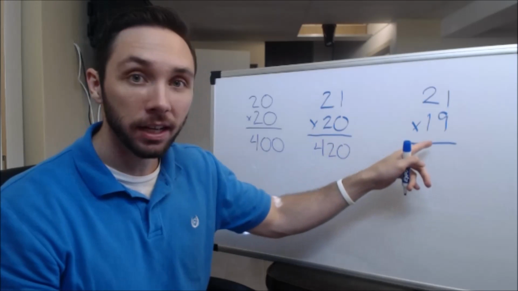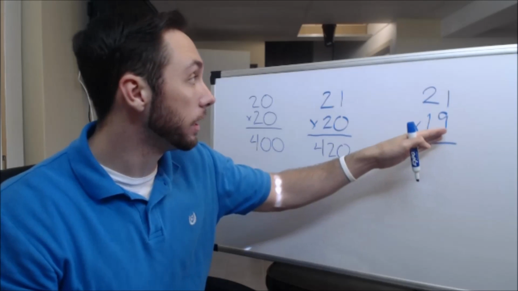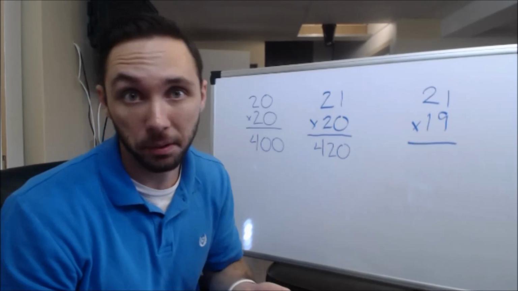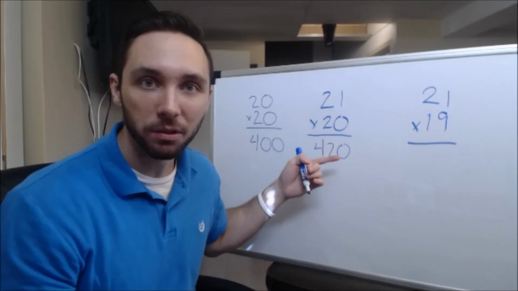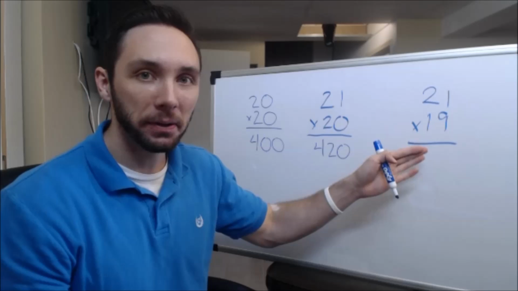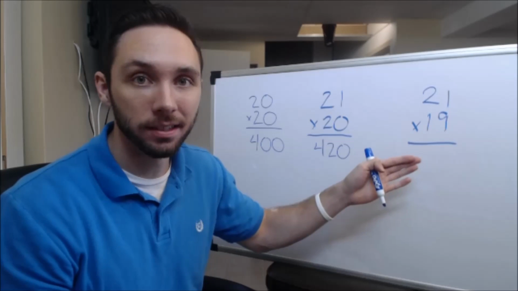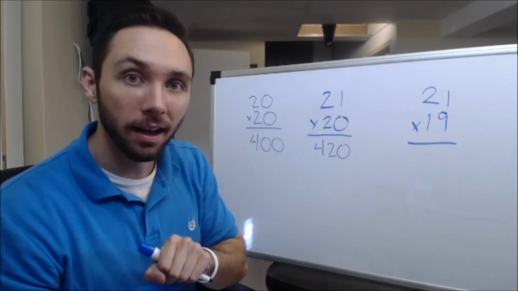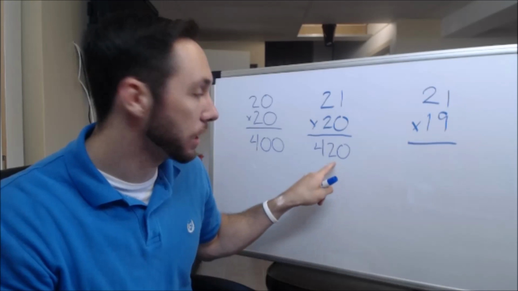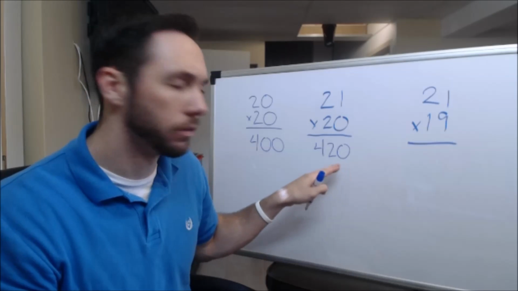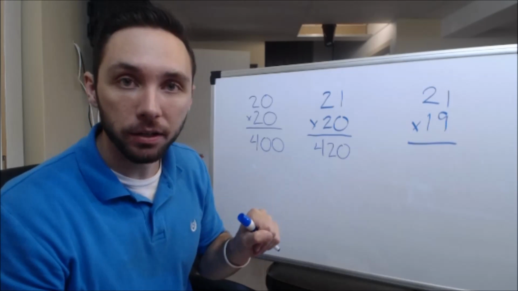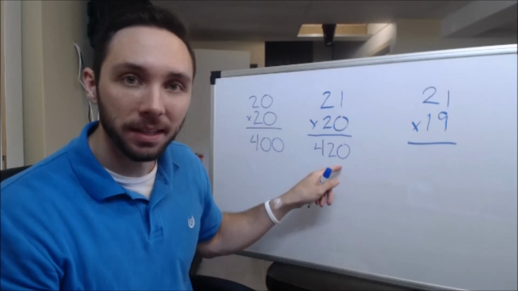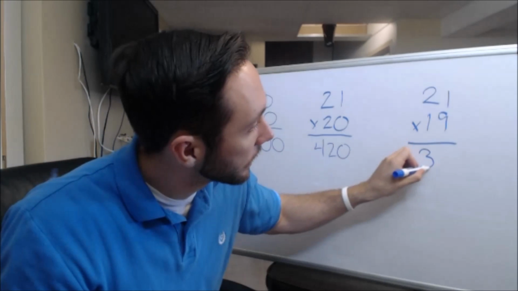What I've done here is I've taken away one of my 21s this time around. Think about it that way. So here I had 20 21s. Now I only have 19 21s. So I'm taking away a 21. If I was initially at 420, and I'm taking away a 21, that's going to bring me down to 399.